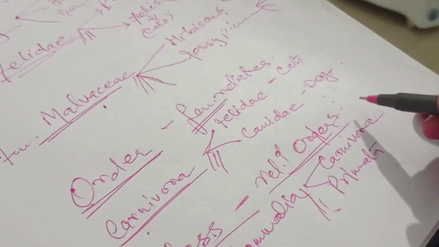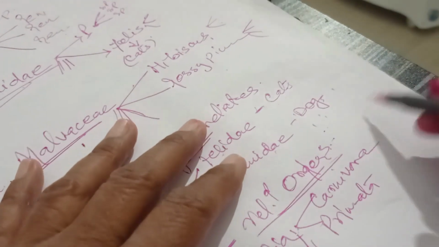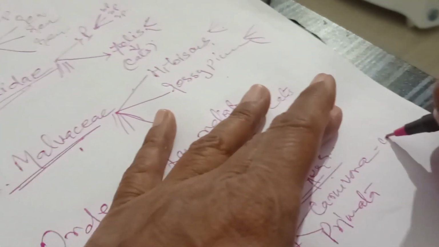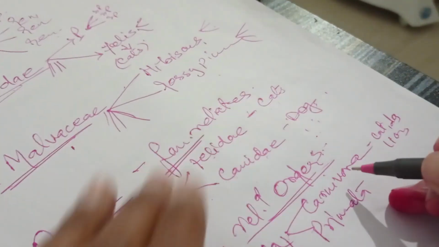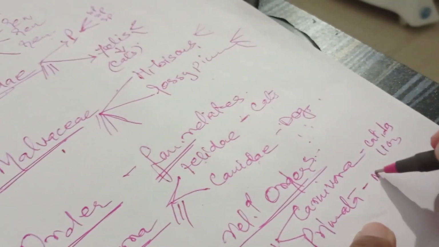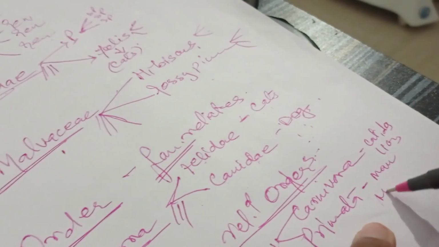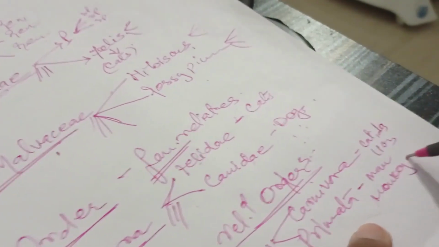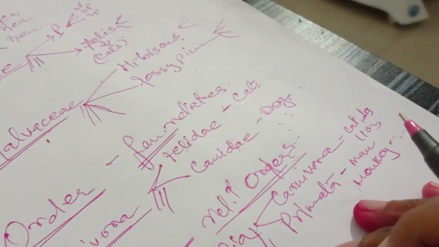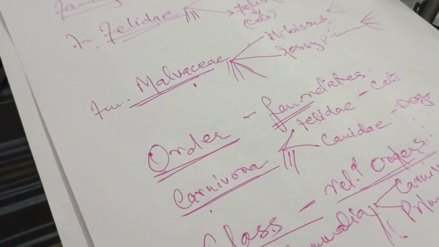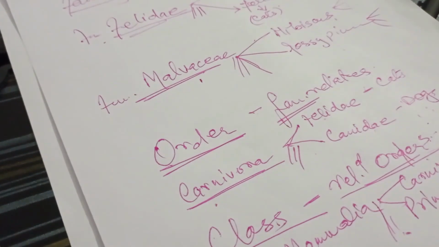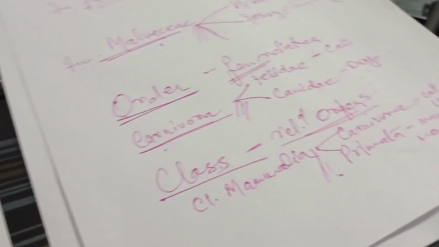This is for example. Order Carnivora includes what? Cats, dogs, lions, as we studied above. And Primata includes man, monkey, and many more. Alright, so what is class? Class is a group of related orders.